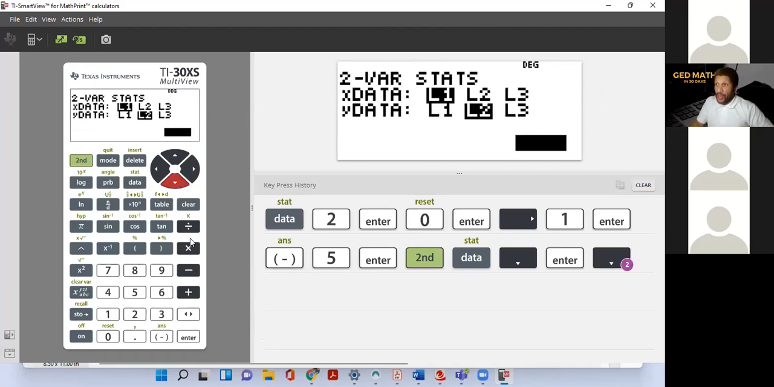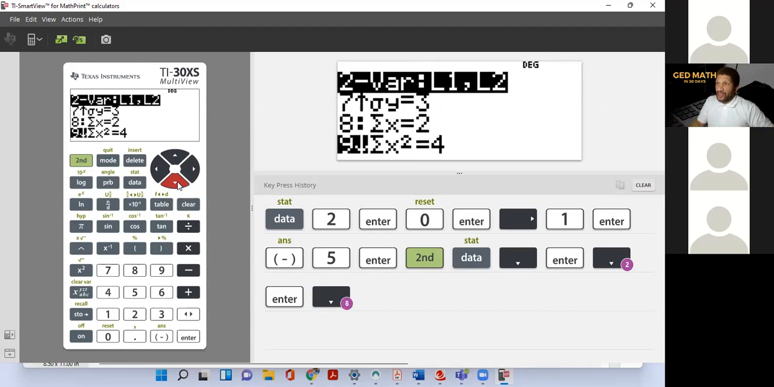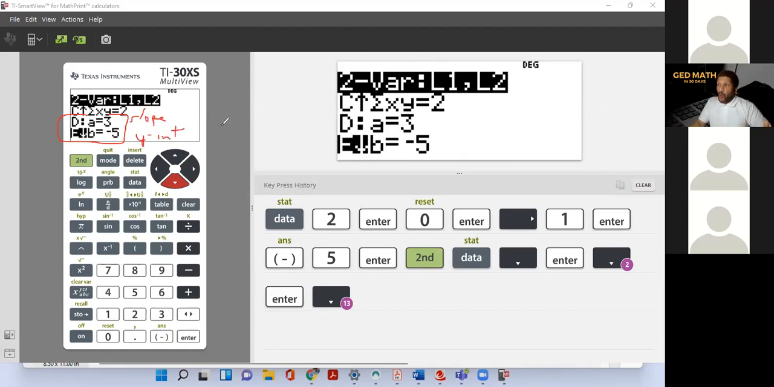Calculate, enter. And I'm looking for a lowercase a and a lowercase b. Look at that. The first one is my slope. The second value is my y-intercept. The calculator did all the work. All we have to know is how to put it in the equation: y equal 3x minus 5. I'm done. 15 seconds. I'm confident I'm passing this exam.